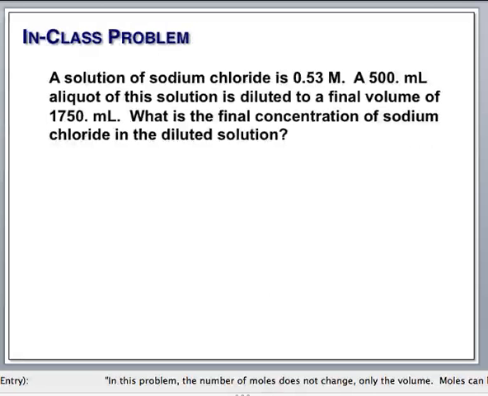Here we have sodium chloride at 0.53 molar. We take 500 mL. When you take part of a solution, it's called an aliquot. So we take a 500 mL aliquot and dilute it to 1750 mL. What is our final concentration? The problems sound complicated, but they're not, because we know a concentration and a volume. The number of moles doesn't change.